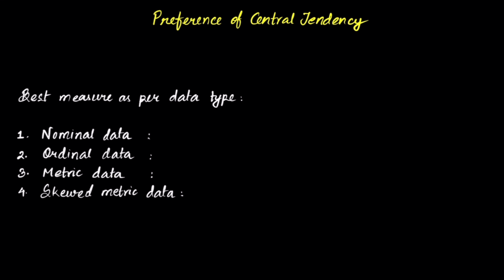Now that we have seen the three various measures of central tendency, we need to know the preference of these central tendencies. That is, which central tendency is more preferred for calculating whenever a data distribution is given to you. First, what you need to know is that overall mean is preferred over median and median is preferred over mode. So mean is the most preferred central tendency and mode is the least preferred central tendency.